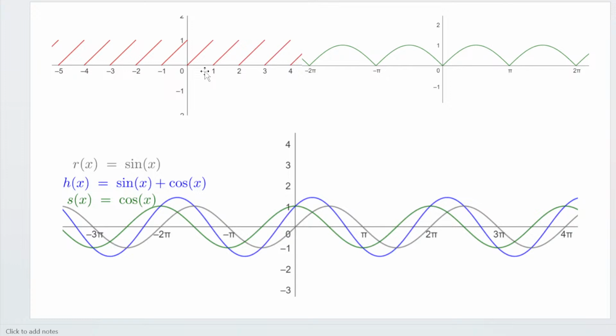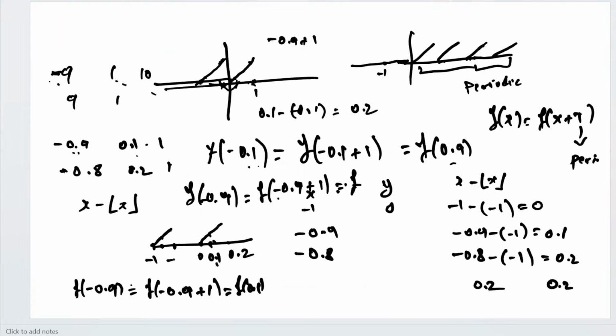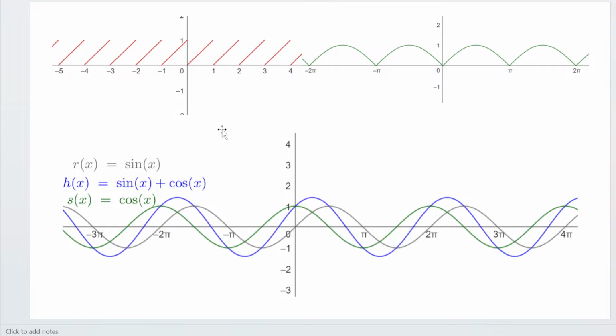Now, what is this graph? The red one. Sir, that's the step function graph. No, not the step function, this one. Right, the fractional part graph: x minus the greatest integer function of x. The step function is parallel to the x-axis. It goes like steps. Step function will look something like this.